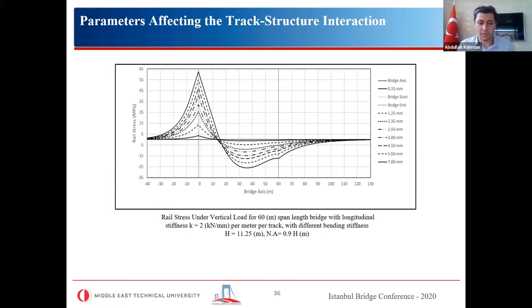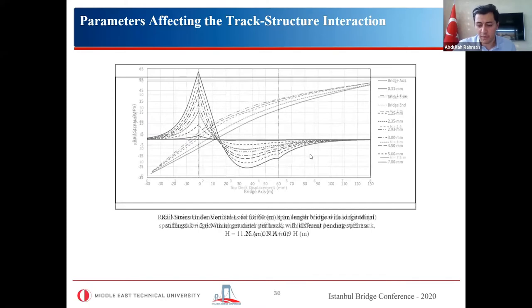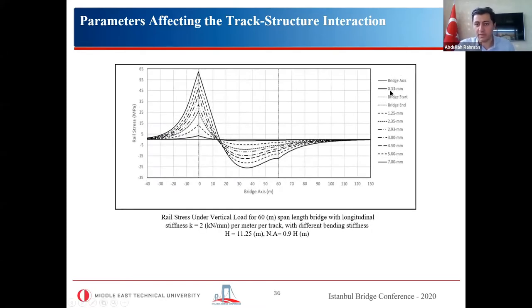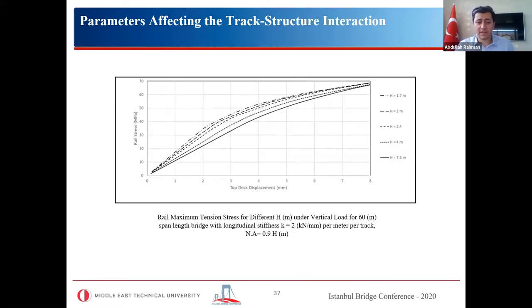Now I've chosen one span length, which is 60 meters, shown here with 2 kilonewton per millimeter per meter per track longitudinal stiffness. I started to change the bending stiffness, but I kept the bridge deck height and the neutral axis location constant. You can see from the plot that the thickest one causes around 0.33 millimeter top deck displacement, and I increased the top deck displacement gradually until I reached 7 millimeters. Now you can see that the rail stresses and the top deck displacement are correlated. Increasing the top deck displacement, in other words decreasing the bridge bending stiffness, will increase the top deck displacement and the rail stresses.